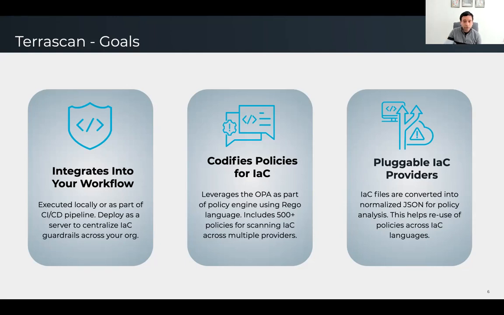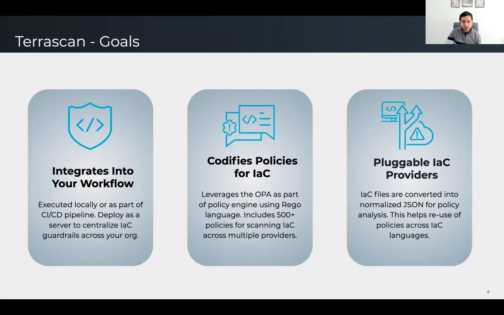The tool leverages the Rego language from the Open Policy Agent project as part of the policy engine, and this helps us standardize the way that we implement policy as code. And we have over 500 policies included as part of Terrascan, and we're frequently updating it with more policies. We also wrote the tool so that it's easy to add support for additional IaC tools.